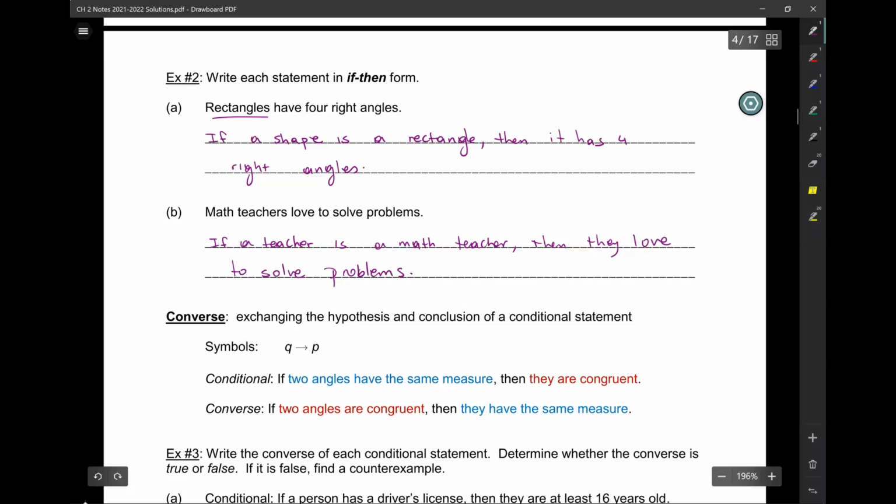So you have to establish the premise, right? The premise is it's a math teacher. The premise is it's a rectangle. So if a teacher is a math teacher, then blah, blah, blah. Okay.